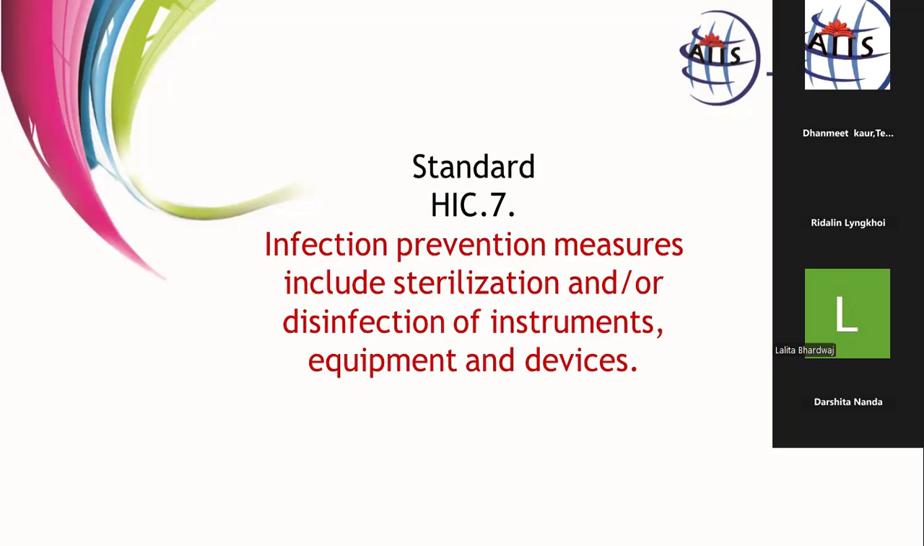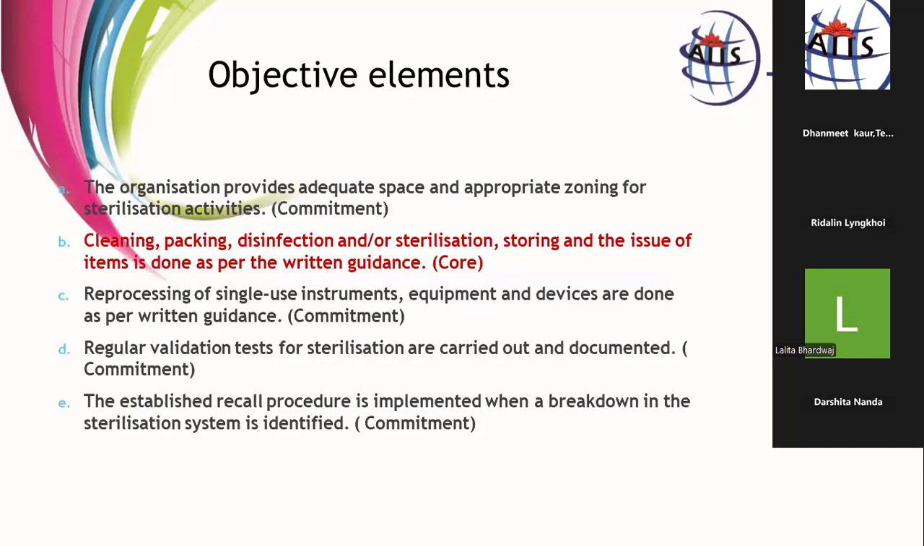HIC 7 covers the CSSD department, that is the sterilization department for the hospital activities. The first element is the organization provides appropriate space and appropriate zoning for sterilization activities. In this, your CSSD department will be prepared as per the zoning protocol, as in where the infected items are placed, what is the area for autoclaving, and what is the sterile storage area. It will be divided in a particular zoning, and this zoning will be provided by the organization to the staff for providing proper patient care facility. And this policy is written in the manual.